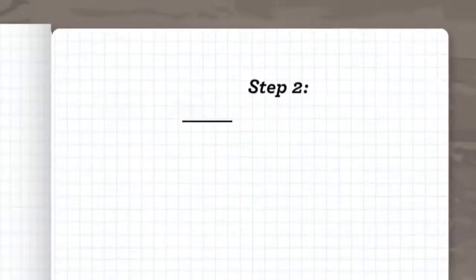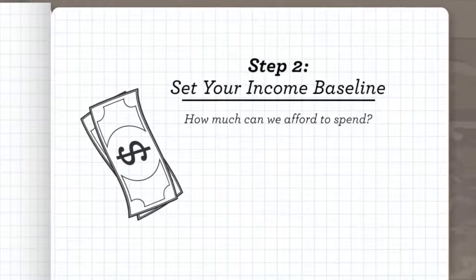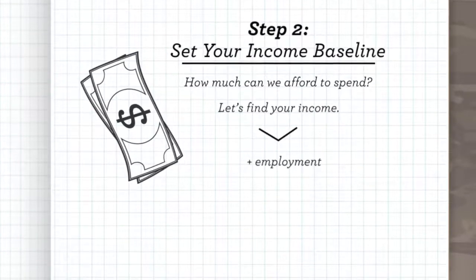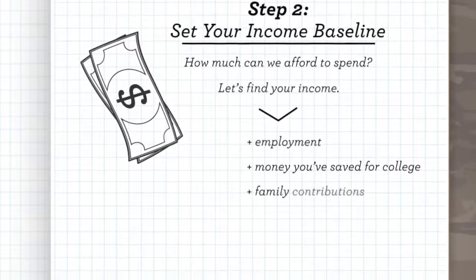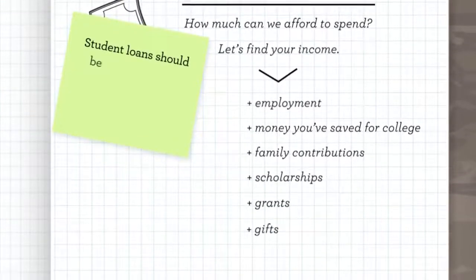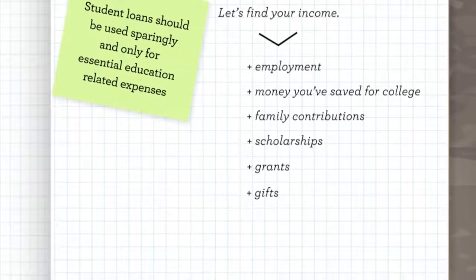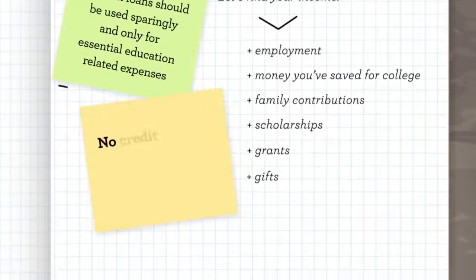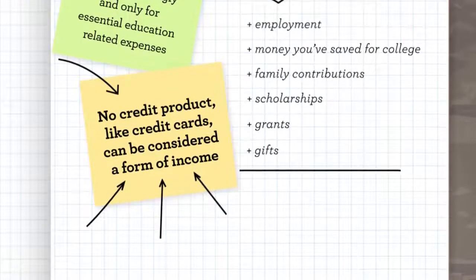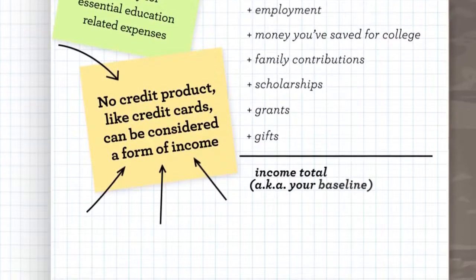Step 2. Set your income baseline. We need to answer the question, how much can we afford to spend? Let's find your income. The most common form will be from employment, but others could include money you've saved for college, family contributions, scholarships, grants, or gifts. Student loans can be considered a form of income, but they should be used sparingly and only for essential education-related expenses. No credit product, like credit cards, can be considered a form of income. Jot down all your income sources, add them up, and this is your income total, also known as your baseline.